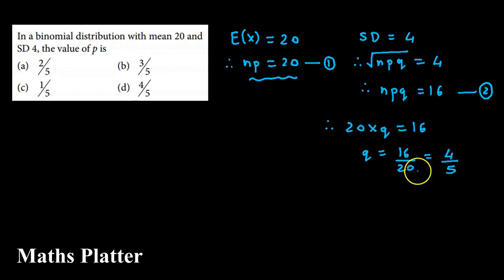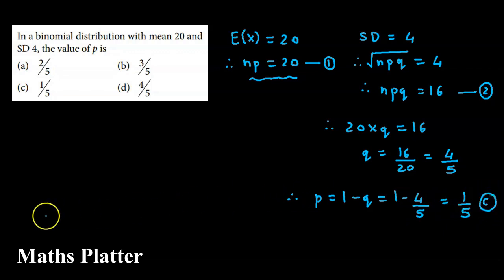लेकिन हमें पूछा गया है P की वैल्यू. Now we know that P plus Q होता है 1. So hence we could say P is 1 minus Q. That is 1 minus 4 by 5, which gives us 1 by 5. तो इसका सही आंसर है ऑप्शन C.